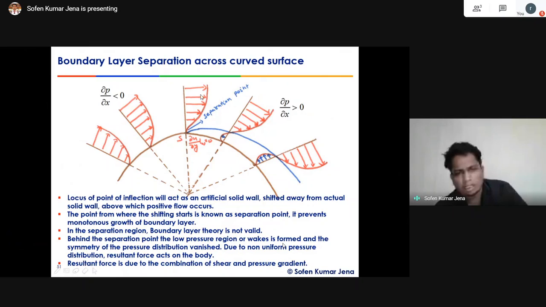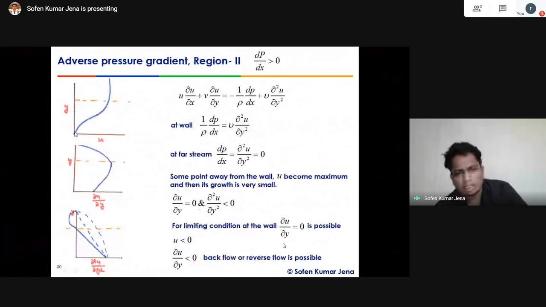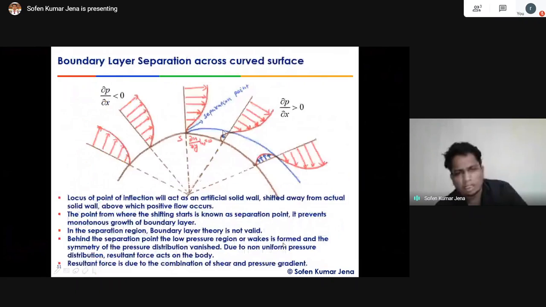Then after the tip of the curved body, what will happen? The wall shear, del u by del y, the velocity gradient, becomes exactly 0 at the solid boundary, because in the vicinity of the wall, u_y is equal to 0, so there is no significant change in u, right? Any further movement in the forward direction results in a reverse flow in the boundary layer. Why? The locus of a point of inflection will act as an artificial solid wall.